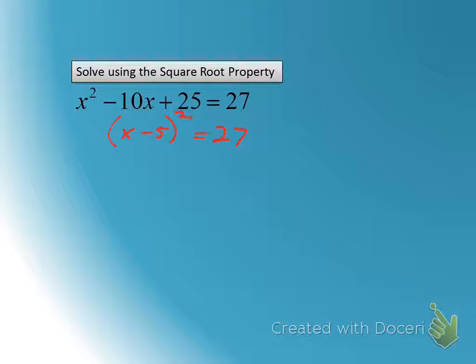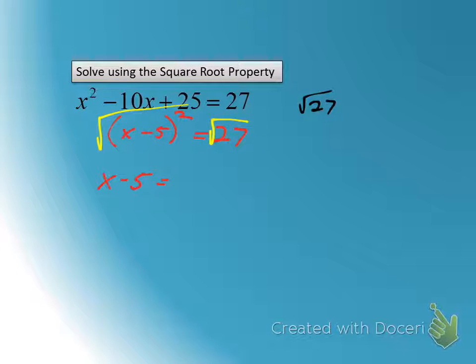After that, you take the square root. Now the square cancels out here, so x minus 5 equals. The only issue is, what's on the right-hand side? Not just 27, but the square root of 27. And what is the square root of 27?